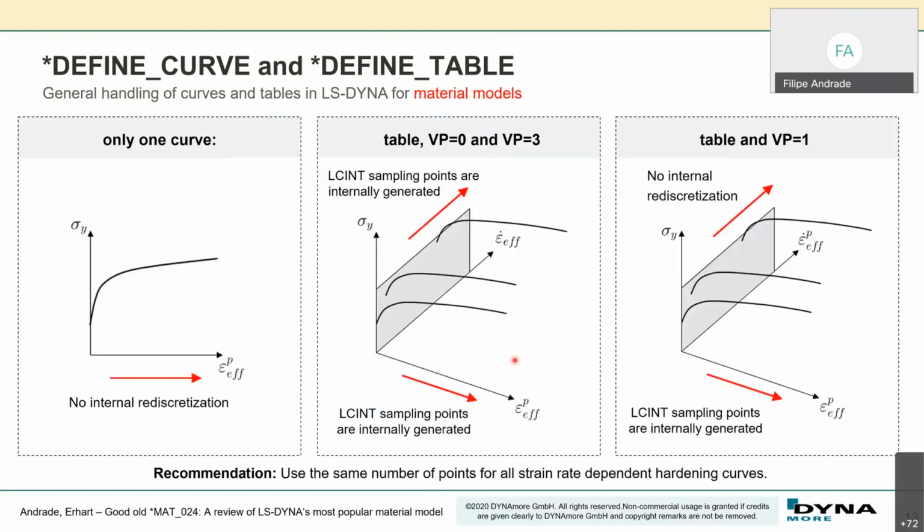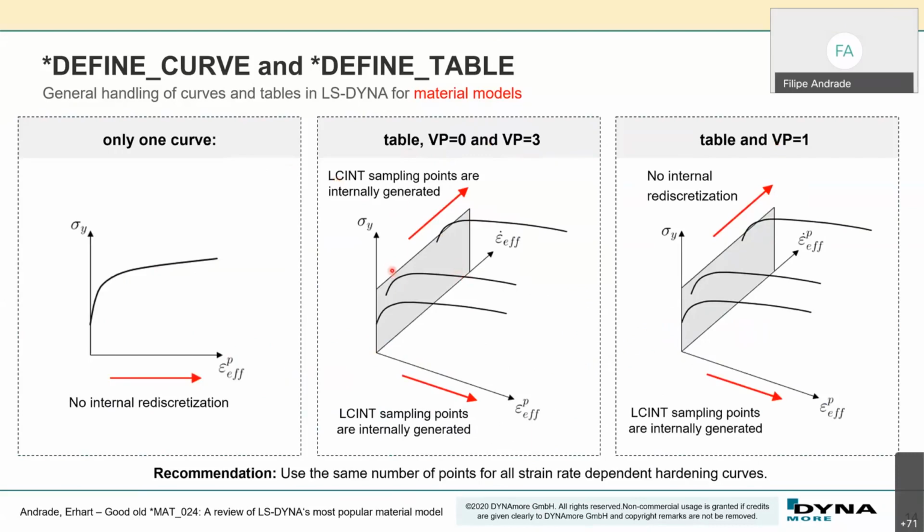Still talking about rediscretization, when you only have one curve, like here, then there's no internal rediscretization in general. So LS-DYNA just takes the curve as it is, so there's not much of a problem here. If you start using a table, then we have two different behaviors. The first behavior is what happens in VP0 and also VP3. You have a rediscretization in the direction of the plastic strain, but you also have a rediscretization in the direction of the strain rate. And depending on the number of LCN, this might change your input a little bit.